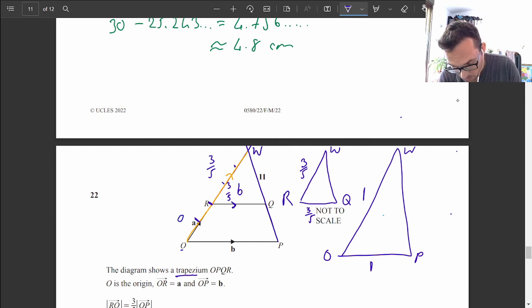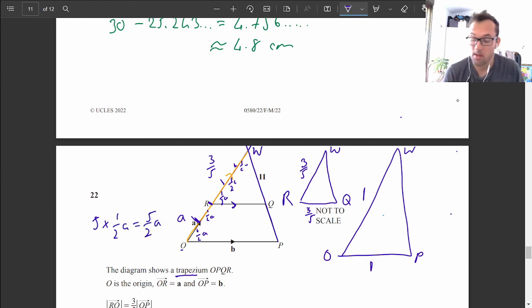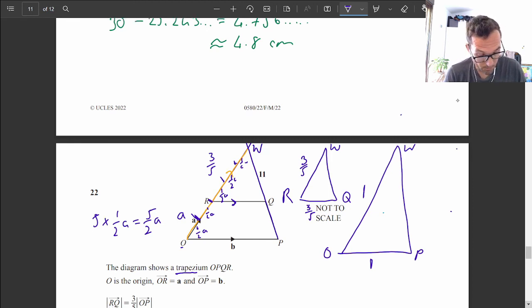Let's remember, OR is A. And as I did this now, you can see that if I split this into 5 parts, I've split OR into 2 parts. So it means I've got a half A. That's a half A. That's a half A. And so is everything going all the way through. How many half A's do I have here? Yes, I have 5. 5 half A. So we can say that is 5 times a half A, or 5 over 2A. And that's it. That is from O to W.